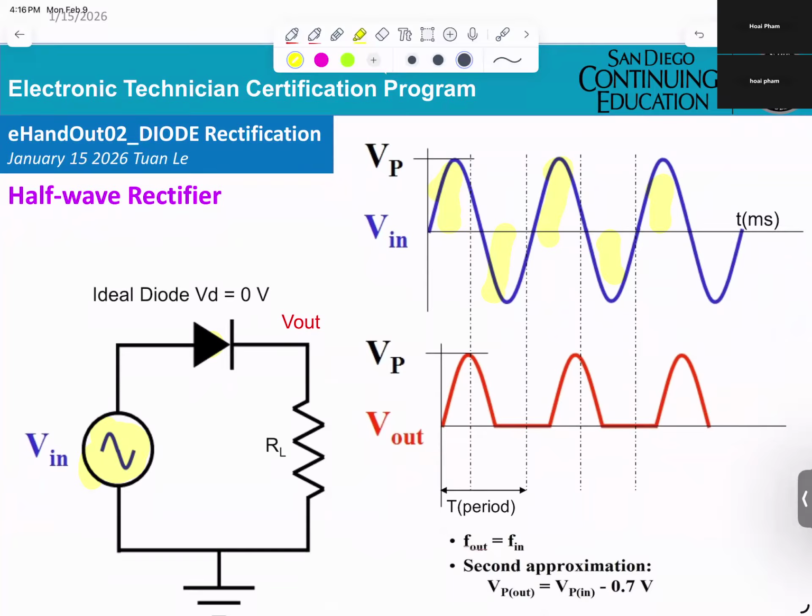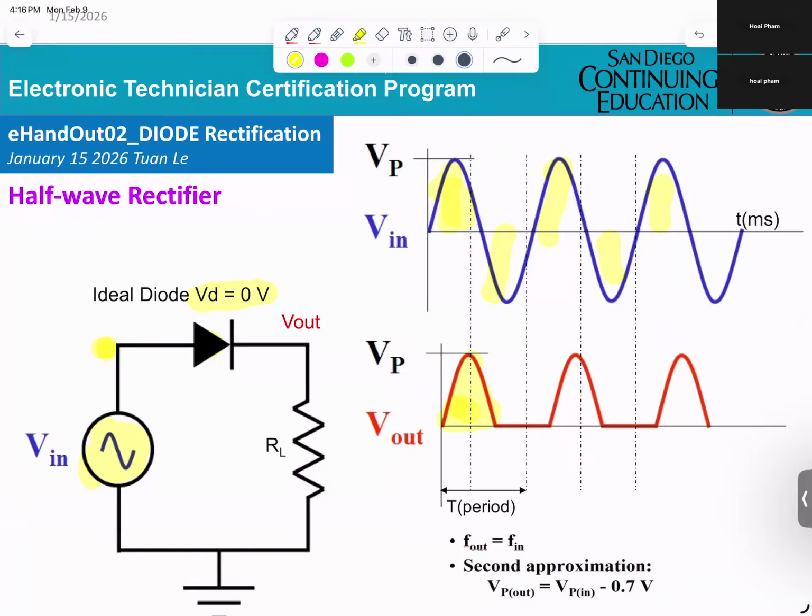When they go to the diode, they suppose VD equals 0, so we're not talking about 0.7. When the input is positive, this signal will go through to the output. You get this part here.